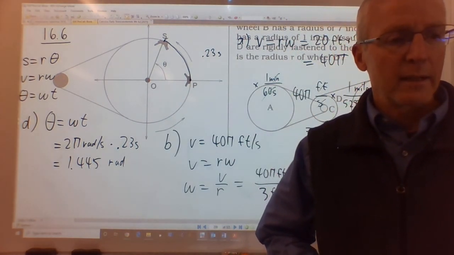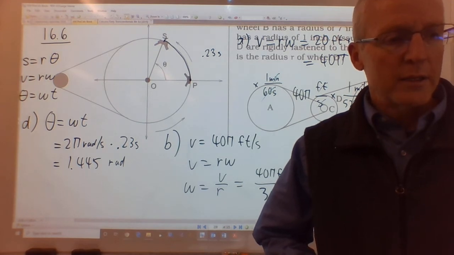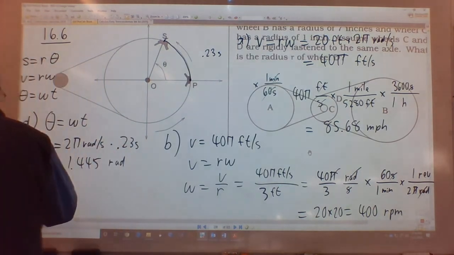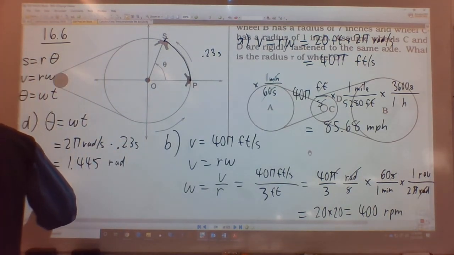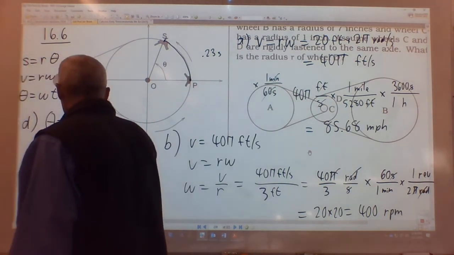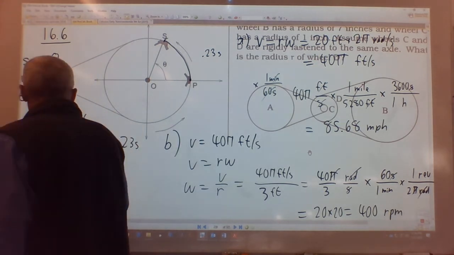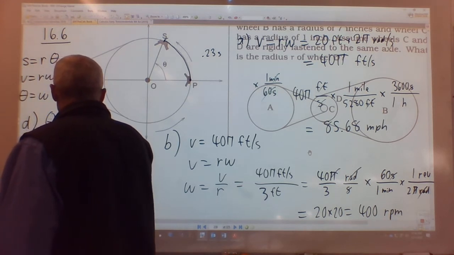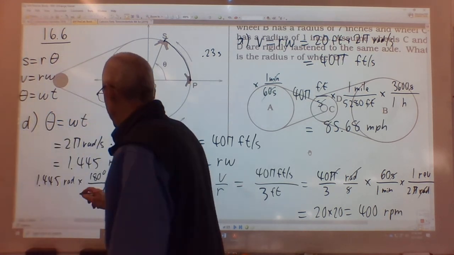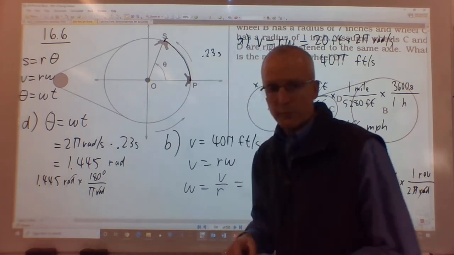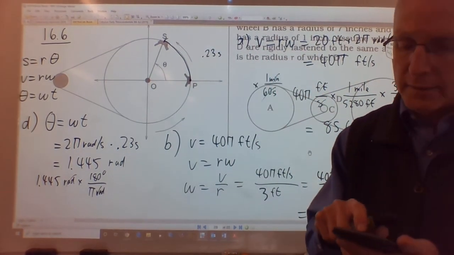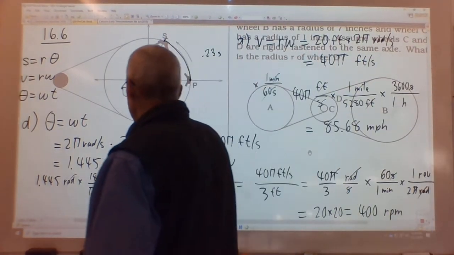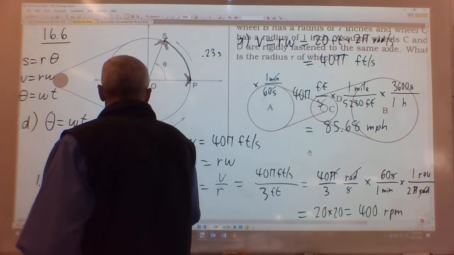And what is that in degrees and radians? Okay, they want degrees too. So for degrees, we go 1.445 radians, I should write my units here. We have radians, so times 180 degrees is the same as pi radians. Radians cancel, so 1.445 times 180. I just always leave my calculator, so it makes it really easy. It's about 260 degrees.